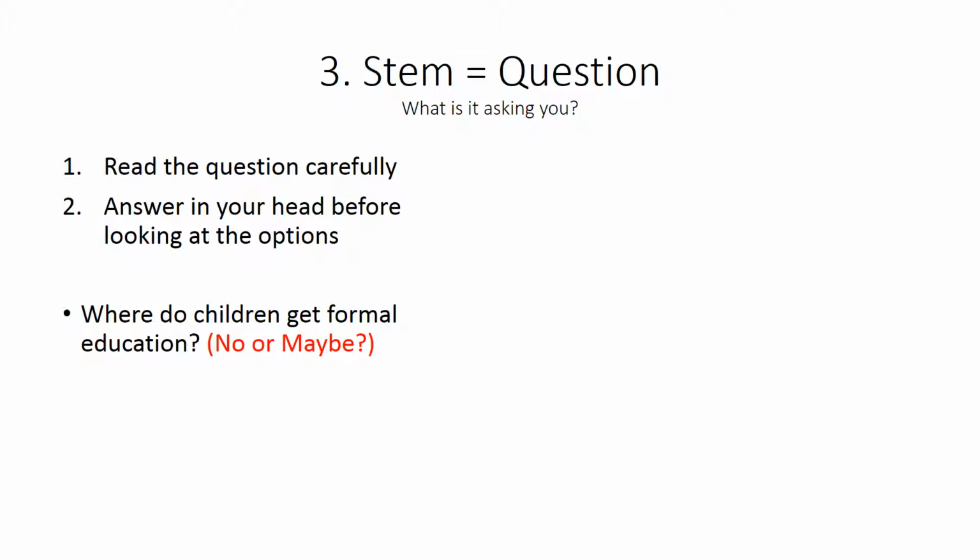For example, the question says, where do children get formal education? Well, I'm going to think on it first and say, I would guess that children get formal education in school. And that's going to be my choice, or that's my idea right now. Now I'm going to look at my options.